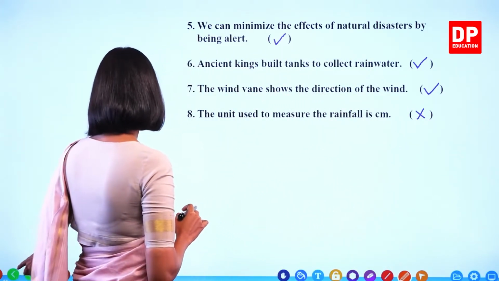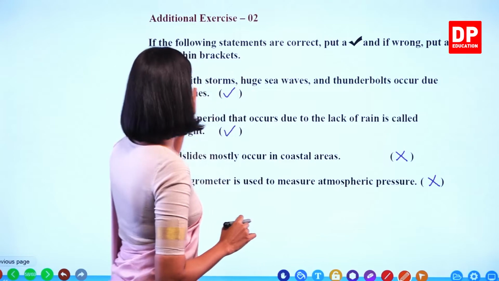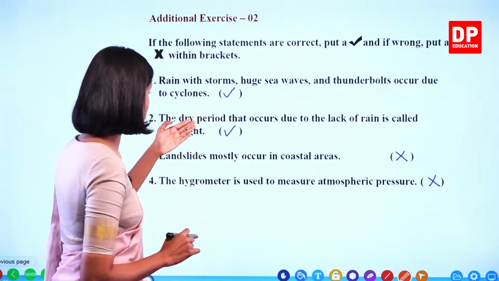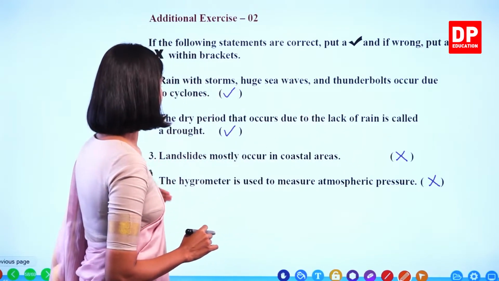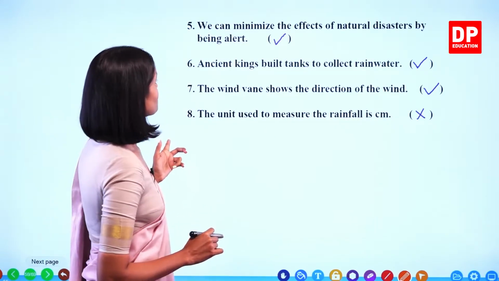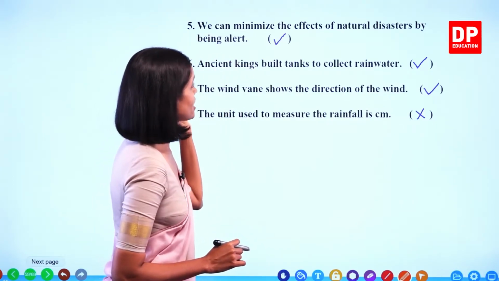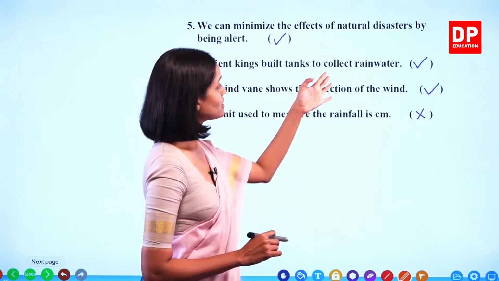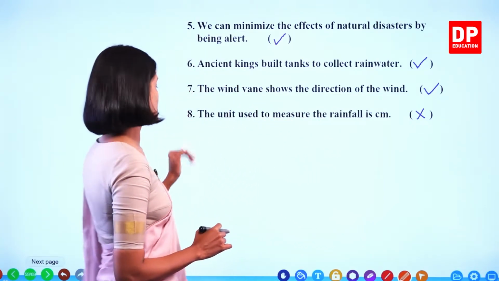Right. Okay. We'll go from here. Rain with storms, huge sea waves, and thunderbolts occur due to cyclones. Correct. The dry period that occurs due to the lack of rain is called a drought. Correct. Landslides mostly occur in coastal areas. Wrong. The hygrometer is used to measure the atmospheric pressure. Wrong. We can minimize the effects of natural disasters by being alert. Correct. Ancient kings built tanks to collect rainwater. That's also correct. The wind vane shows the direction of the wind. Correct. And the unit used to measure the rainfall is centimeters. Wrong. Moving to the next.